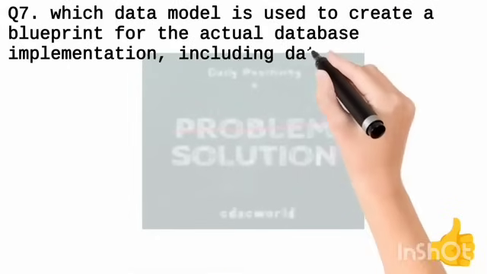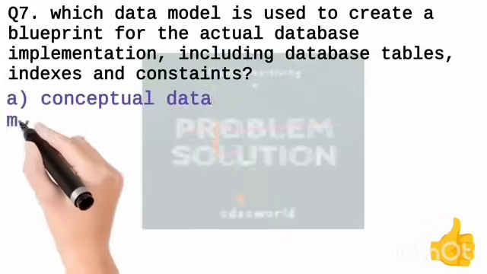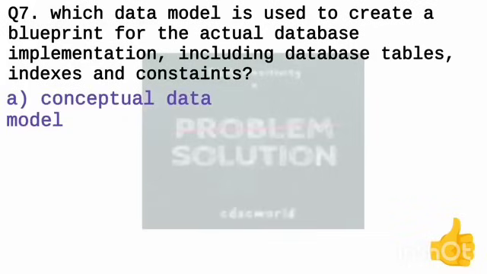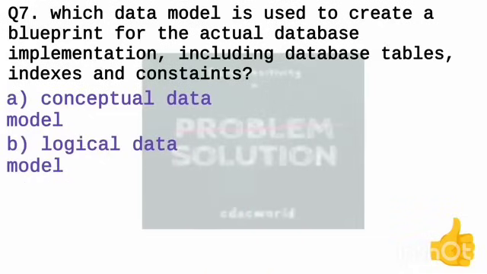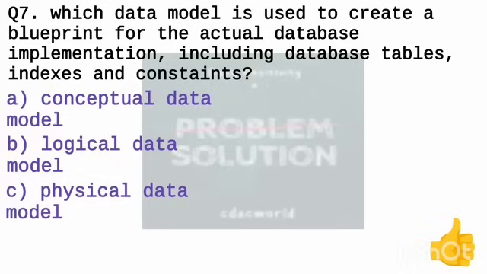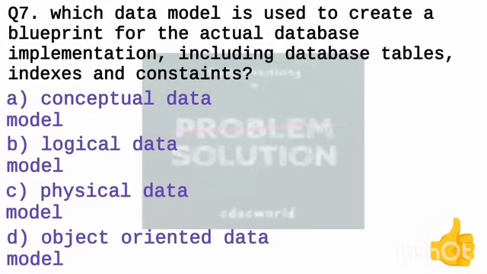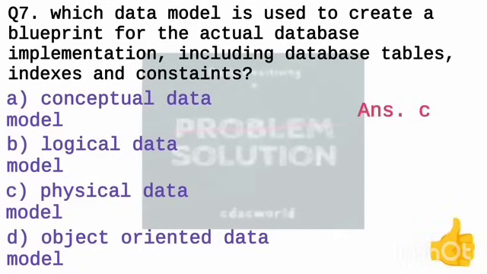Query number 7. Which data model is used to create a blueprint for the actual database implementation, including database tables, indexes, and constraints? Option A, conceptual data model. Option B, logical data model. Option C, physical data model. And option D, object-oriented data model. And the answer is C, physical data model.